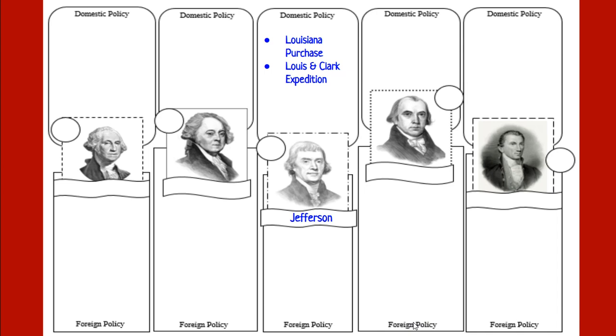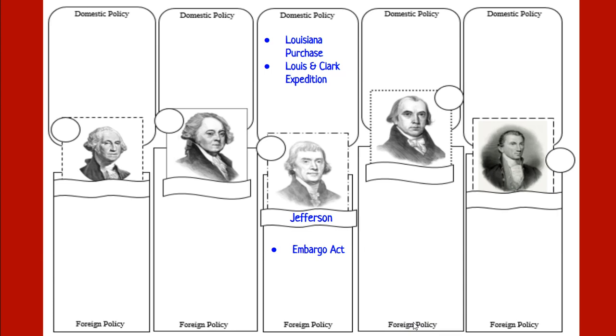In 1804, he sends out Meriwether Lewis and William Clark to explore this new region to find out more information about it. And their expedition is going to lay the groundwork for the future westward expansion of the United States. We see them documenting new plants and animals, and also mapping terrain for future explorers.